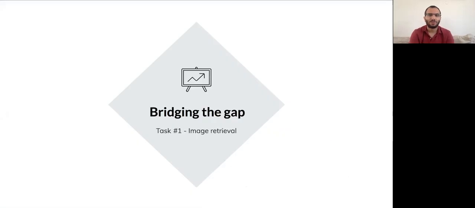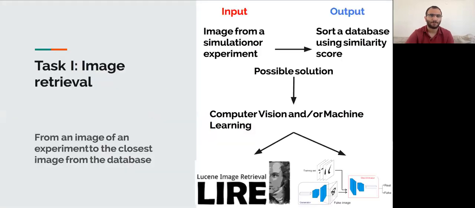We will now present a possible way to solve the first task, which is sorting the database according to a similarity score. To do so, we tested two different algorithms. The first, LIRE, which is a classical computer vision-based suite. The second is InfoGAN, which is a deep learning technique.